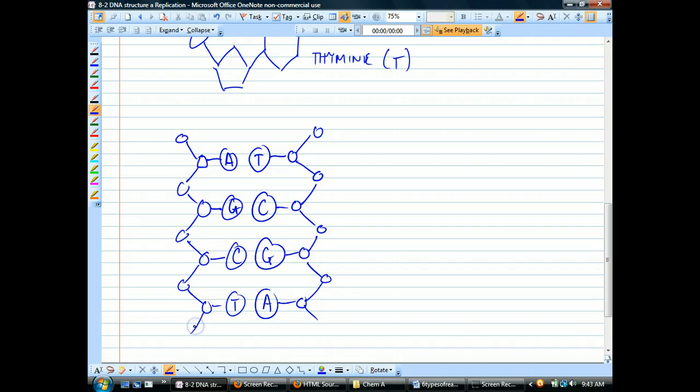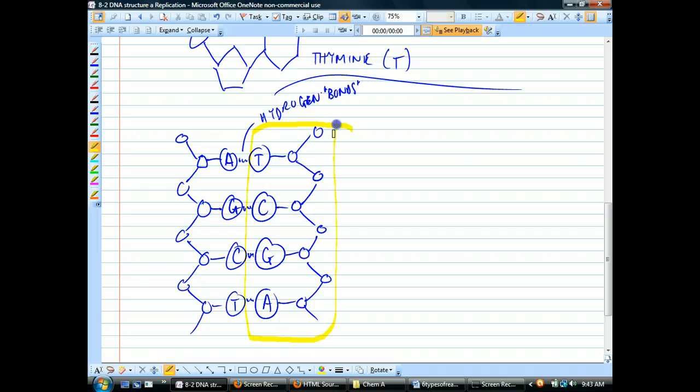Okay, and this goes on and on and on. And these are joined by hydrogen bonds. Hydrogen bonds are like what holds water molecules together. Now these aren't water molecules, but it's the same force. So look at this. You actually have two identical strands, but in opposite directions. So the strand on the right is the same as the one on the left. It's just upside down.